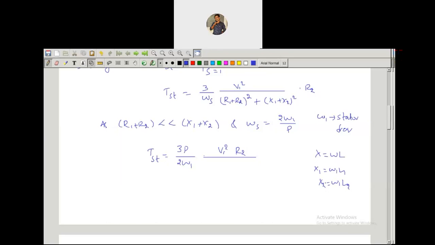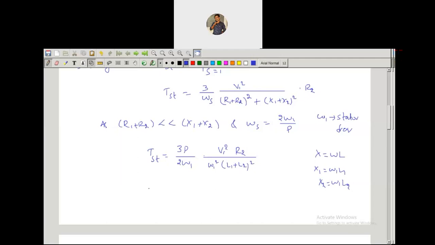So if I substitute this x1 and x2, and if I neglect the r1 plus r2 value, then we get in the denominator x1 plus x2 whole square, which means omega 1 L1 plus omega 1 L2 whole square. If we take omega 1 common from the two terms, we get omega 1 square into L1 plus L2 whole square.